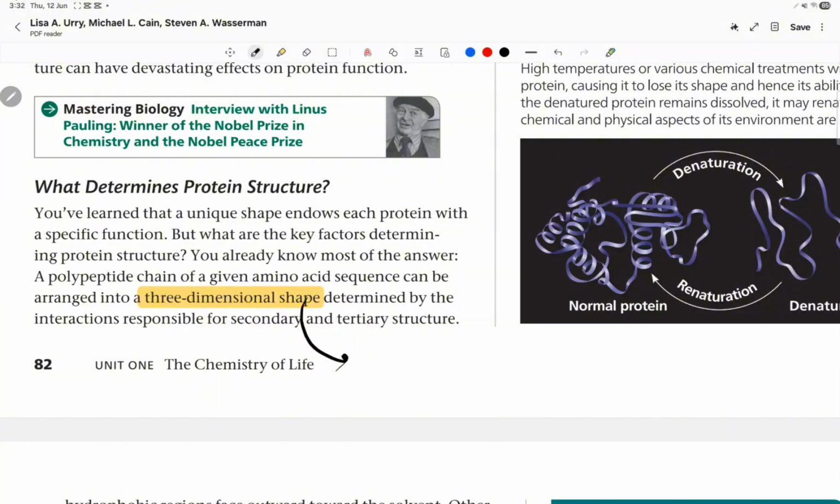You were participating a lot last time, so this time, what determines the three-dimensional shape of a protein? Which structure? We got three. Pick from 1 to 3. It's three: primary, secondary, tertiary. First letter is T. Hint. Tertiary, yes.